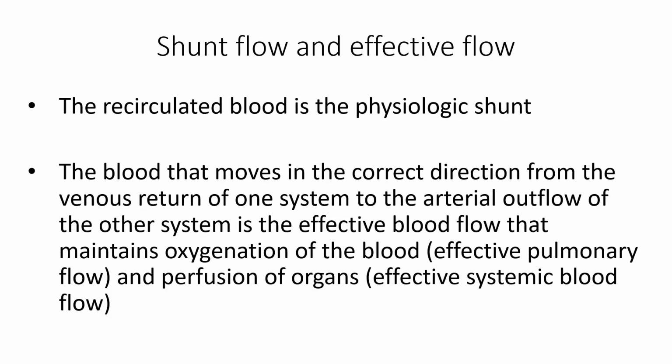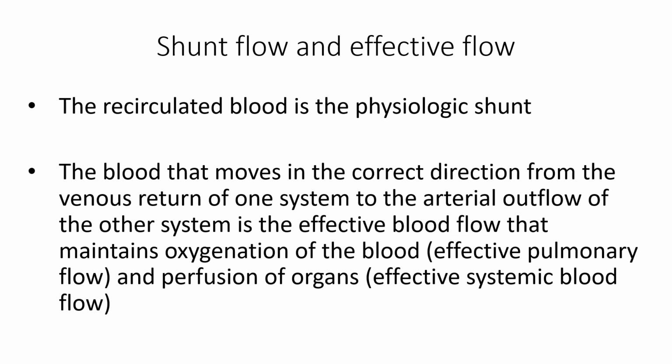When we have shunt, usually some of the venous blood goes to the correct direction, and we say this blood is effective blood flow. So the effective blood flow is a blood flow that is normal, that comes from the venous side of one system and goes to the arterial side of the other system. But some of the venous blood goes to the arterial system of the same circulation, and this will be the shunted blood or the shunt flow. So we have effective blood flow and we have shunted blood flow.